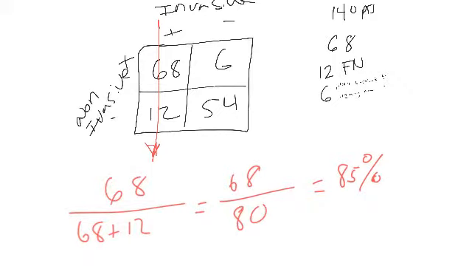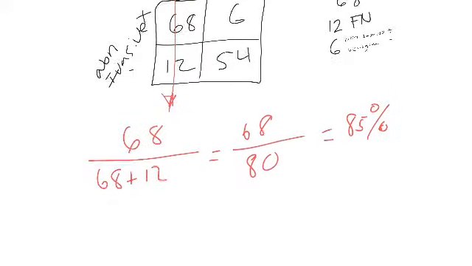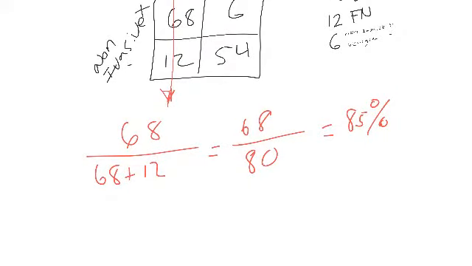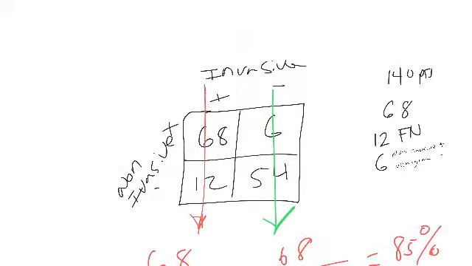Okay, so let's do our specificity then. It will be this column. Let's go back and put in our labels. This was true positive. This was true negative. This was false positive. And this is false negative.